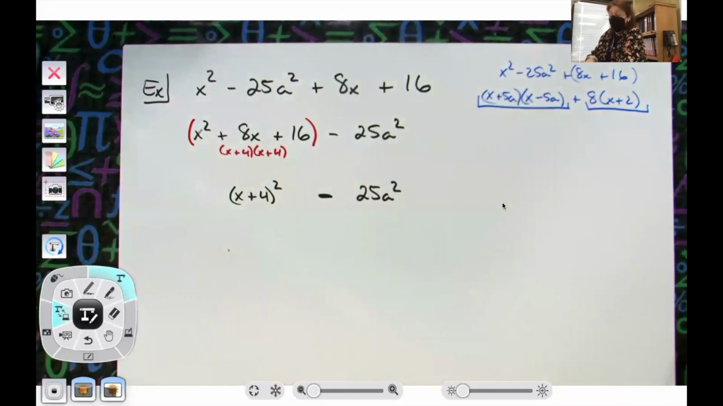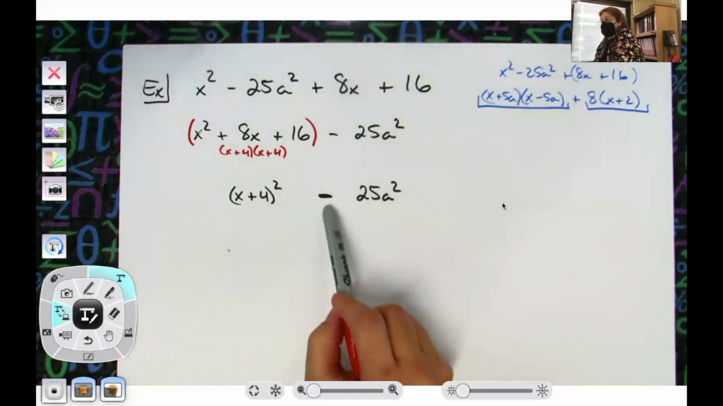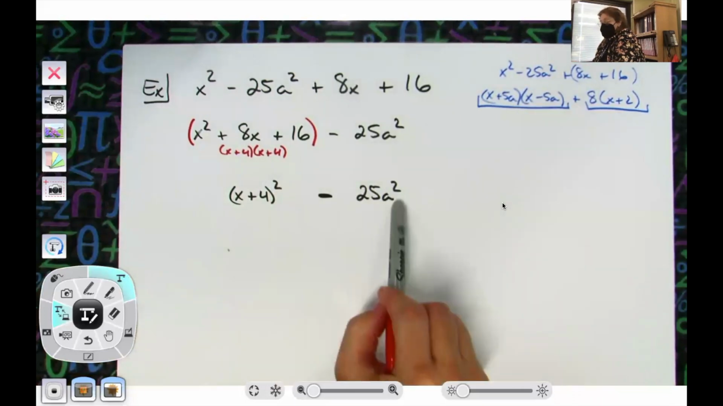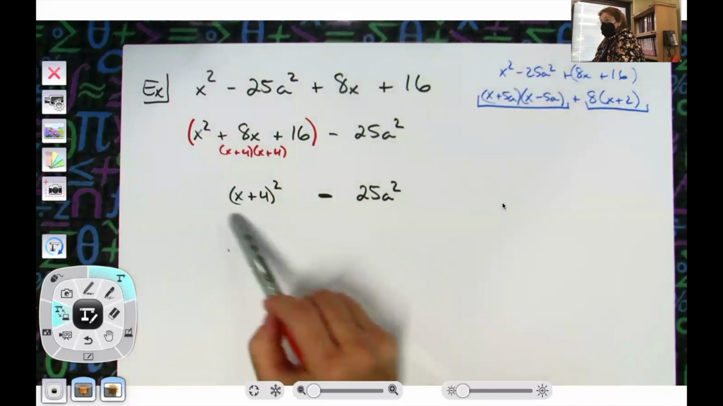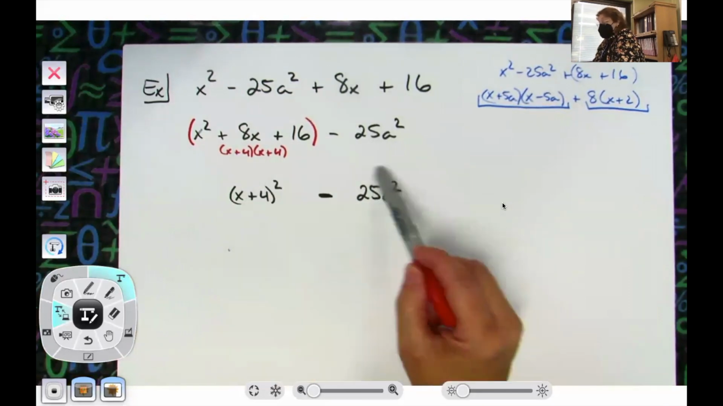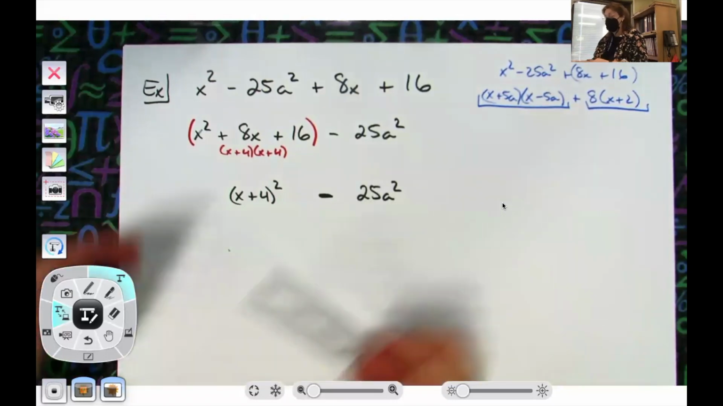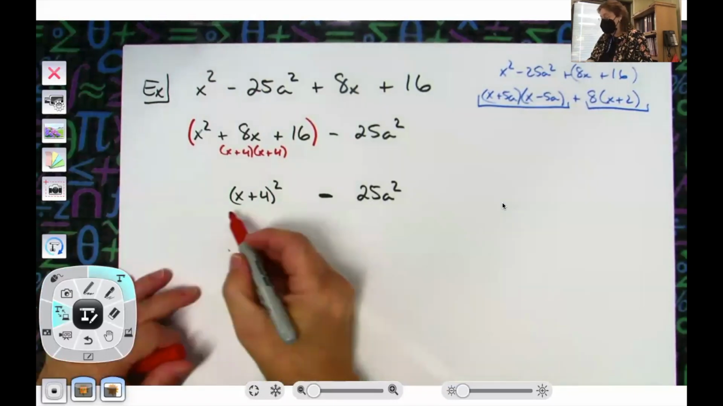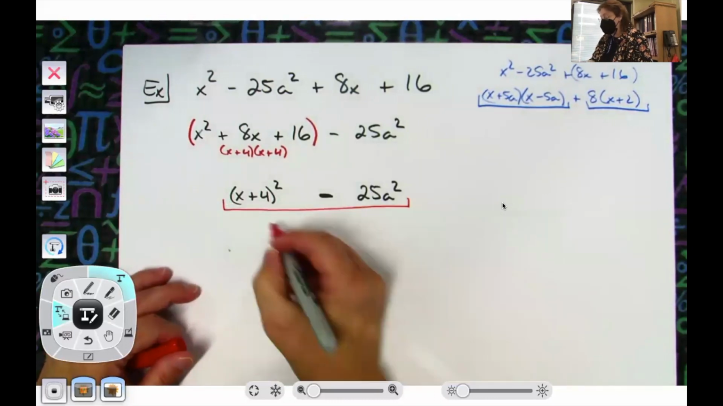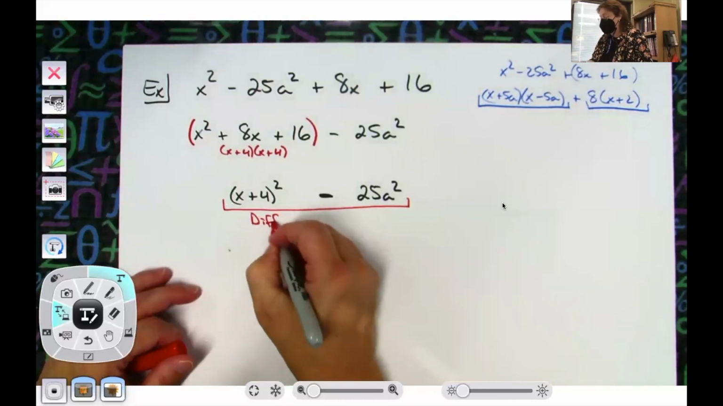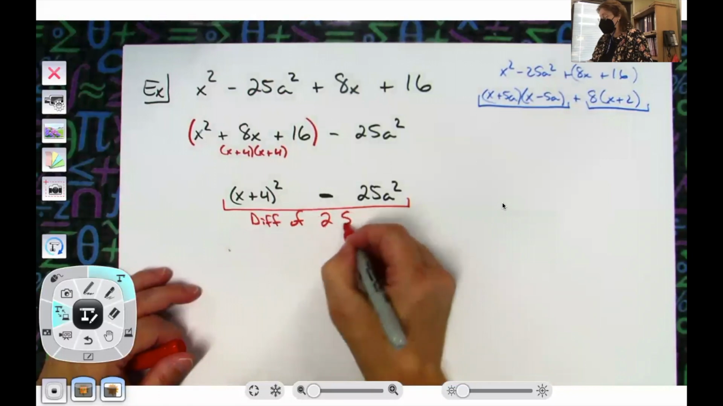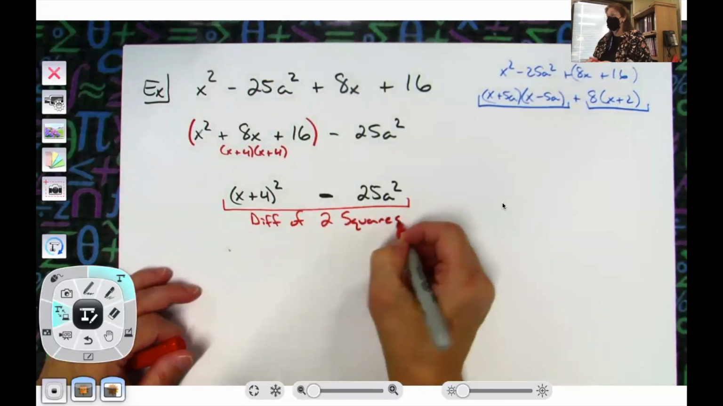I'm setting this up, forcing a difference of 2 squares to occur. Here's a minus sign, right? I have 2 terms. Is this a perfect square? Because it's something raised to the second power. Is this a perfect square? It is. So I have rearranged this and forced this right here to become the difference of 2 squares.